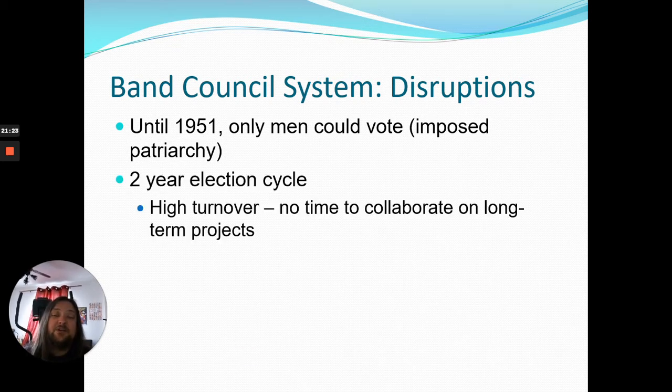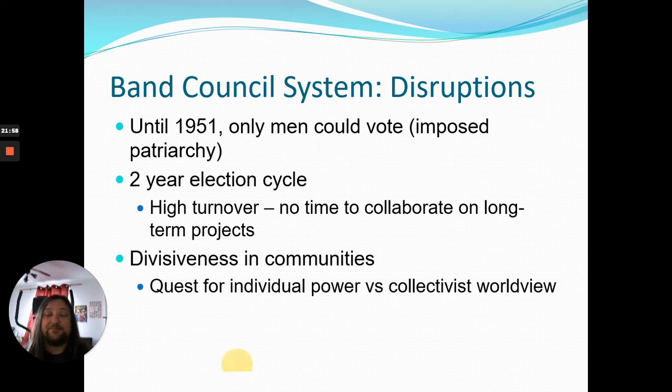They started with a 1-year election cycle and eventually moved to a 2-year election cycle, which is very short. So every 2 years you have a turnover of the band council, and you never have people there long enough to help the community move along and collaborate on longer term projects in any significant way. It's already hard because your hands are tied by the federal government, but anybody who did want to maneuver out from under that system was blocked because they were kicked out after 2 years. So that's disruptive in and of itself.